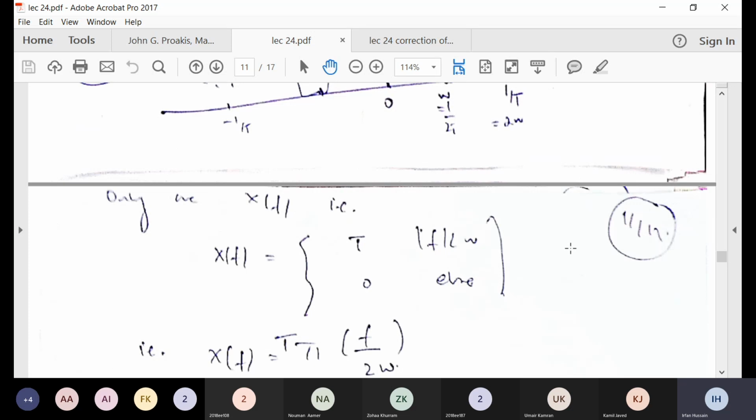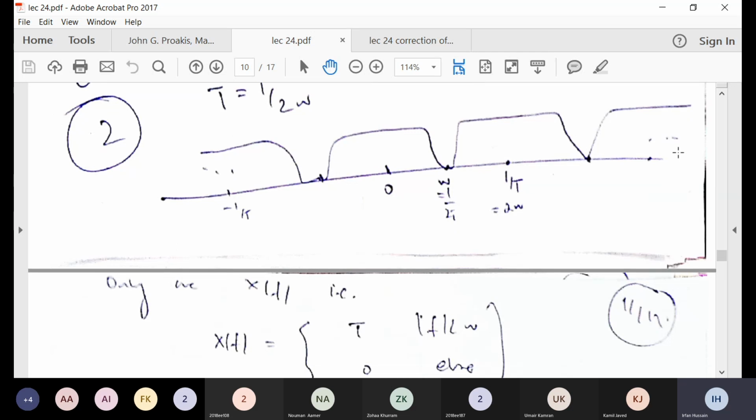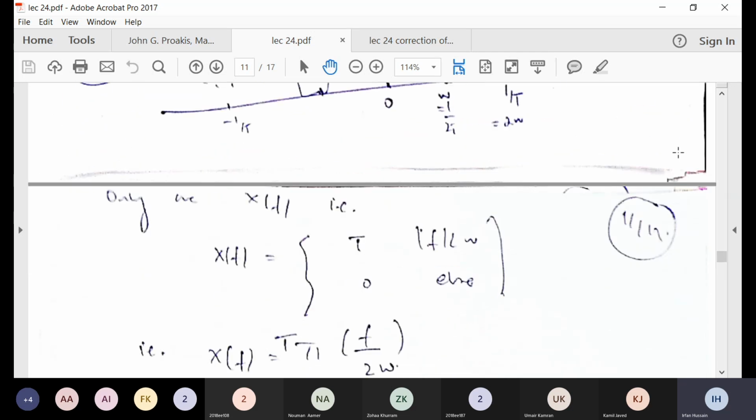So under these conditions, there is only one x of t or x of f that can satisfy, and that will be x of f is equal to t for f less than w. So for the whole range of minus w to plus w, you have a rect of height t. In that case, its replica will also be a rect of height t, and all these rects, once they are substituted in a train fashion, then you can see the height will now be constant at t, and hence the Nyquist criteria will be satisfied.